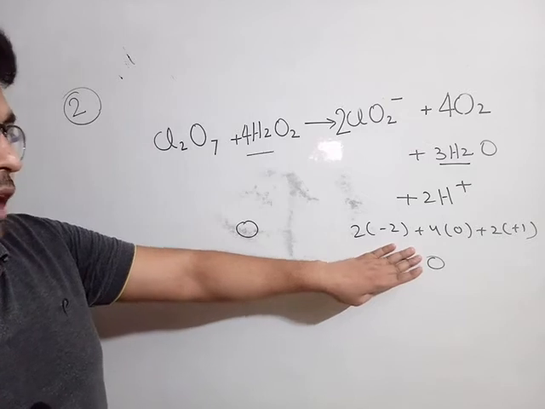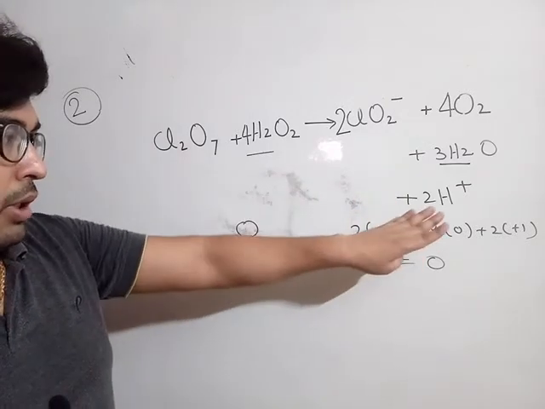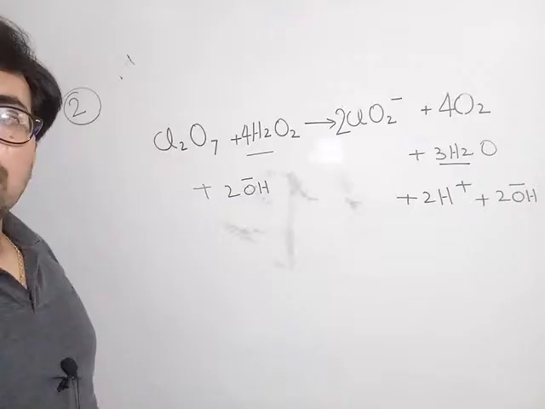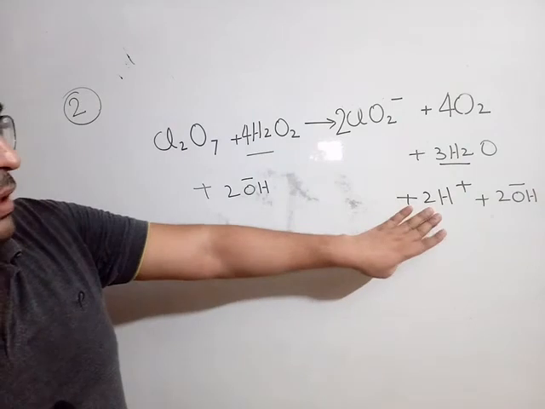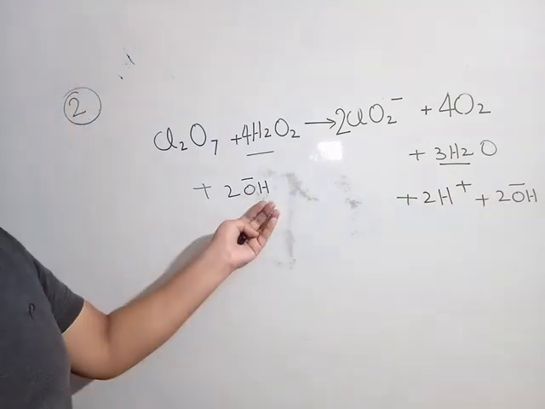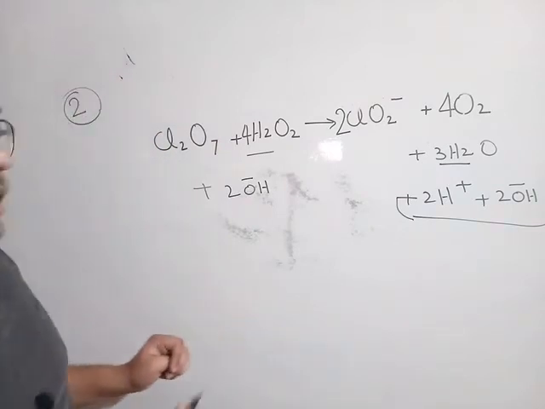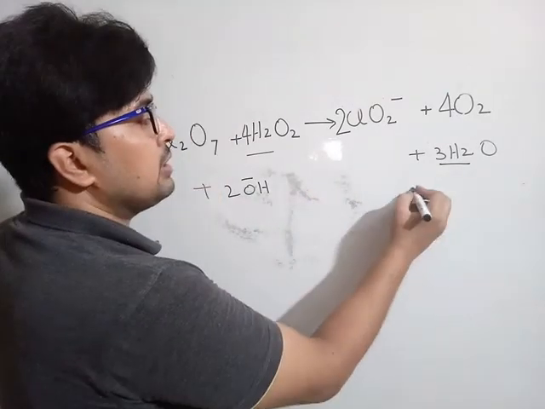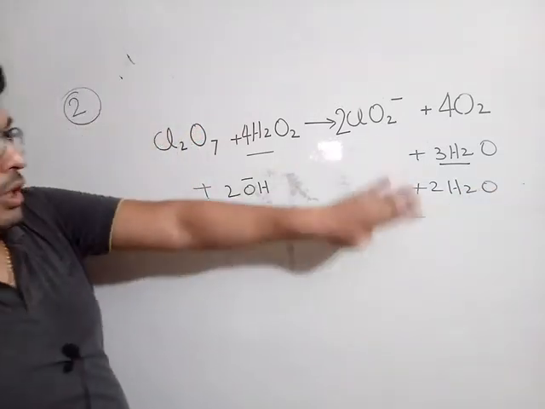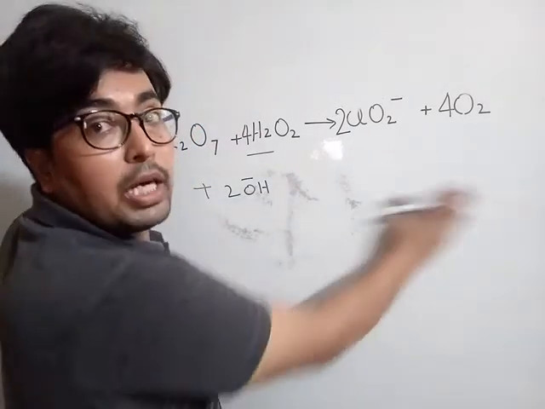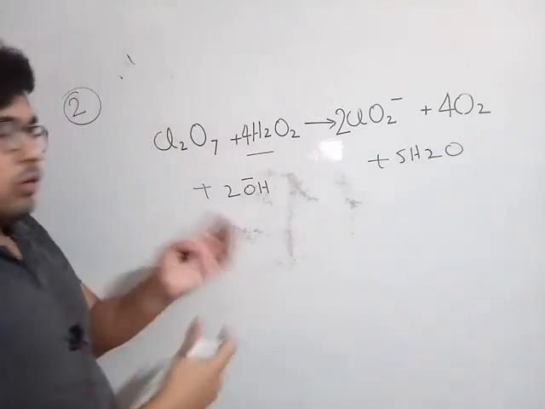What I'll do here is add OH minus equal to H plus present on both sides. As you can see, if I add H plus and OH minus, the H plus and OH minus on this side will become H2O. So in place of here I just write 2 H2O. So the equation becomes 3 H2O and 2 H2O, which will become 5 H2O. That would be the balanced equation.